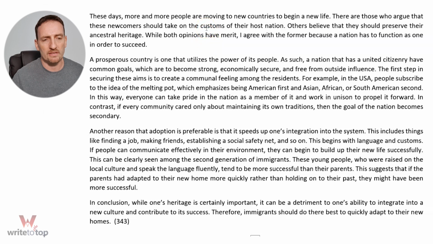While both opinions, I'll say, have merit, I agree with the former, which is that they should take on the customs of their host nation, because a nation has to function as one in order to succeed. And now I'm going to explain what this means. So a prosperous country is one that utilizes the power of its people.